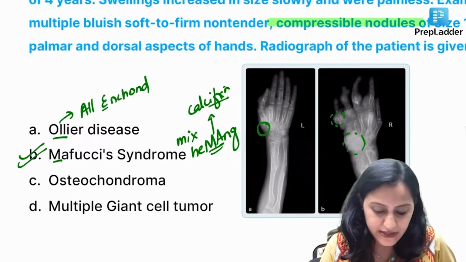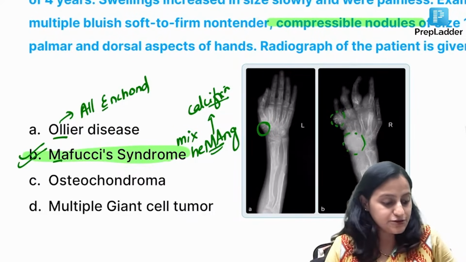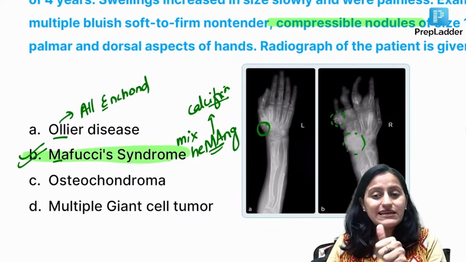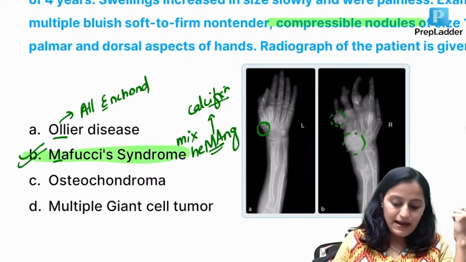So this is going to be Maffucci's syndrome. Okay, this is going to be Maffucci's syndrome. Is this clear with everyone? So Ollier's, the trick is, all E's, enchondromas. Maffucci's is a mix of enchondromas and hemangiomas.